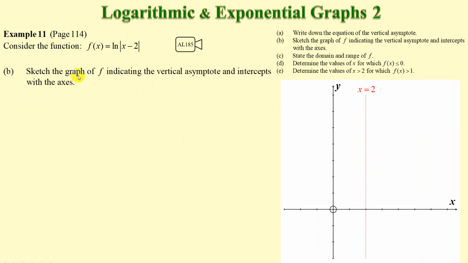Let's have a look at B. Now we have to go into it, and I'll remind you of the absolute value at this stage. Now we have to find the vertical asymptote and the intercepts with the axes. So, definition of absolute value of A. What is the definition? It's A if A is greater than or equal to 0, and negative A if A is less than 0.